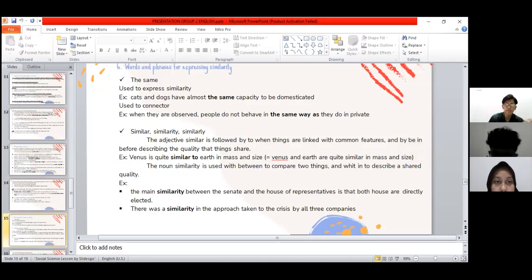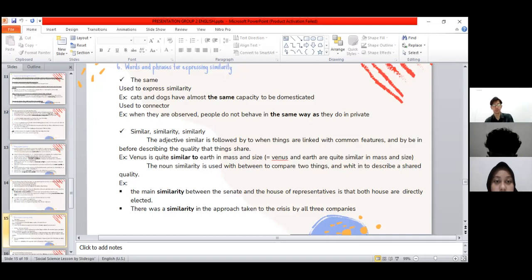So the next slide is words and phrases for expressing similarity. The first is the same, used to express similarity. Example, cats and dogs have almost the same capacity to be domesticated and used to connect. Example, when they are observed, people don't behave in the same way as they do in private.